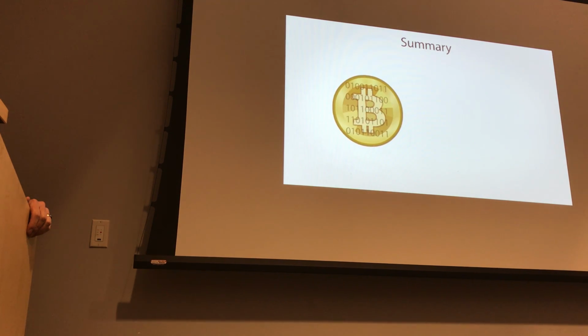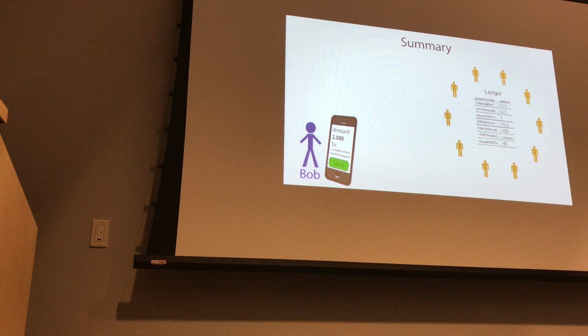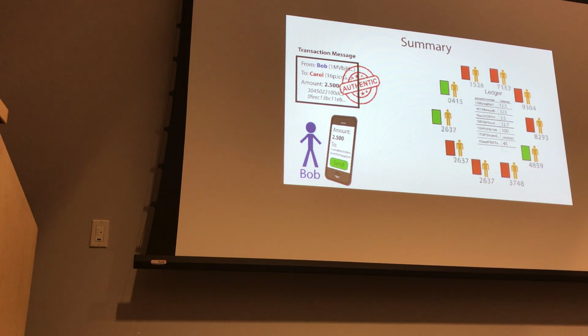In summary, Bitcoin is an electronic currency that's based on a collaboratively maintained ledger. People transfer money by sending messages to maintainers describing where and how much money should move. Maintainers make sure that the messages are from the true account owners by checking digital signatures. And finally, the maintainers reach consensus with each other through a math-based voting process.